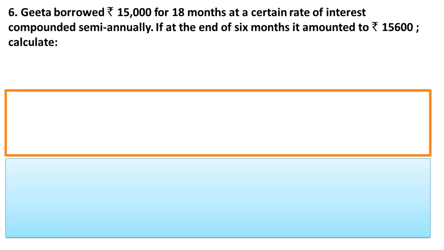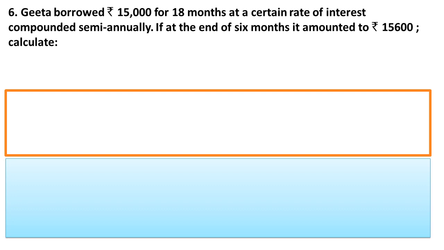Question number 6. Geeta borrowed rupees 15,000 for 18 months at a certain rate of interest compounded semi-annually. If at the end of 6 months it amounted to rupees 15,600, calculate the rate of interest per annum, and the total amount of money that Geeta must pay at the end of 18 months in order to clear the account.